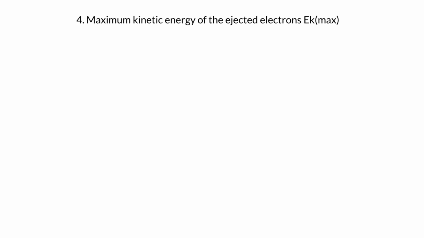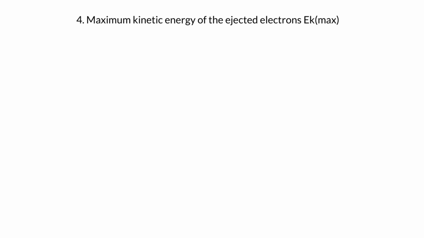Right. In the previous video, we looked at the work function and we said that if the frequency of the incident light is equal to the threshold frequency of the metal, then the energy of the photon is just enough for the electron to be emitted from the surface of the metal. So we looked at the minimum amount of energy. Now we're looking at the maximum kinetic energy of the ejected electrons, and we're looking at EK max.